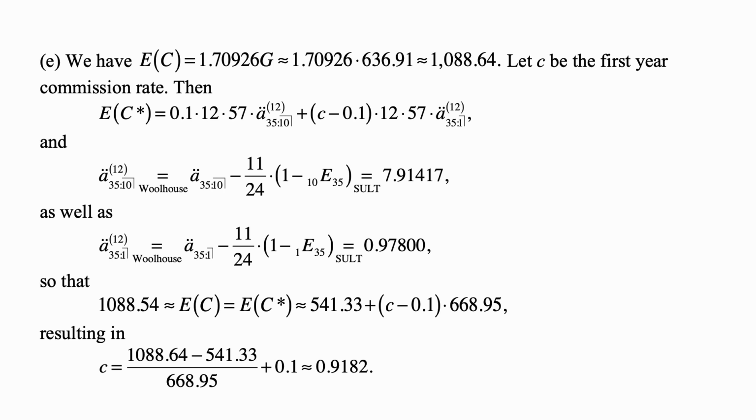So this 1088.64, which we found to be approximately E of C, is equal to E of C star, which is approximately 541.33 plus c minus 0.1 times 668.95. Then we solve this for little c, the only unknown, and this is approximately equal to 1088.64 minus 541.33 over 668.95, the whole thing plus 0.1, sorry. That's approximately 0.9182.